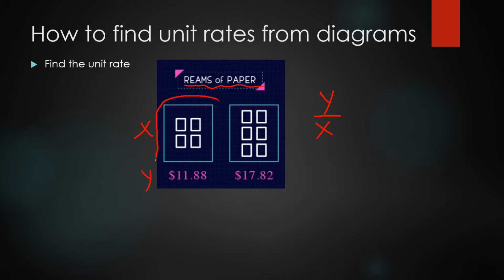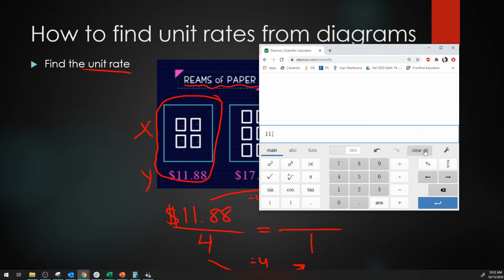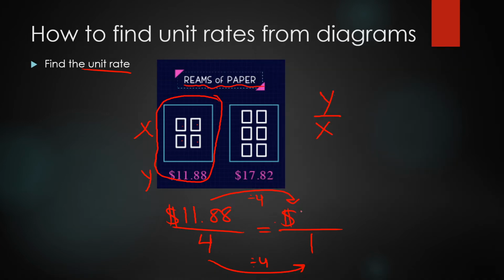I'm going to use this pair right here. My y is 1188, and I have 4 reams of paper. So 4 is going to go in the bottom. I am not done because I need to find a unit rate, which means I need to have a 1 in the denominator. So I'm going to divide top and bottom by 4. Again, pull out that calculator to help you do this a bit quicker. I have 1188 divided by 4, and that tells me 297. So what this unit rate tells me is that I am paying $2.97 for each 1 ream of paper.